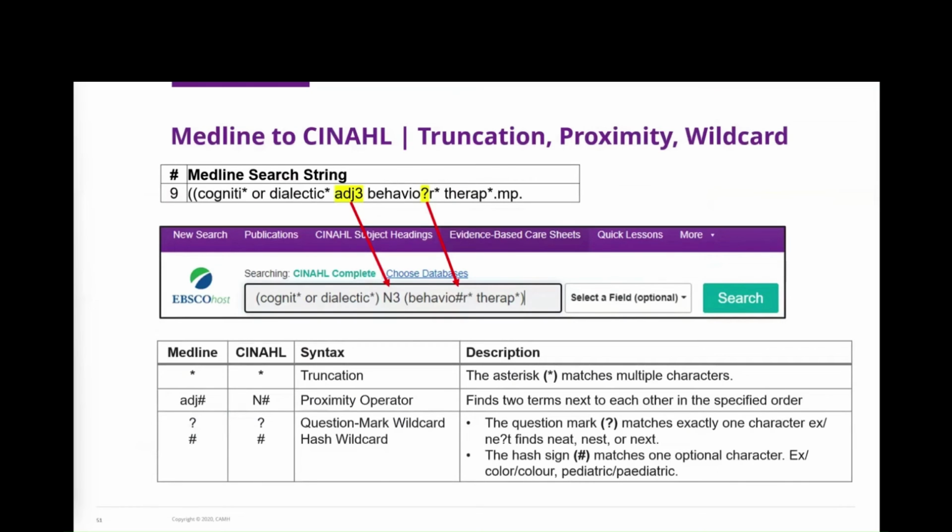Now we'll move on to truncation, proximity, and wildcard. In Ebsco CINAHL, we can use asterisk for truncation. However, we need to use N and a number in place of Medline's ADJ number operator. For wildcards, you have the option of question mark or hashtag. For this default search, we do not need to change select a field, optional.